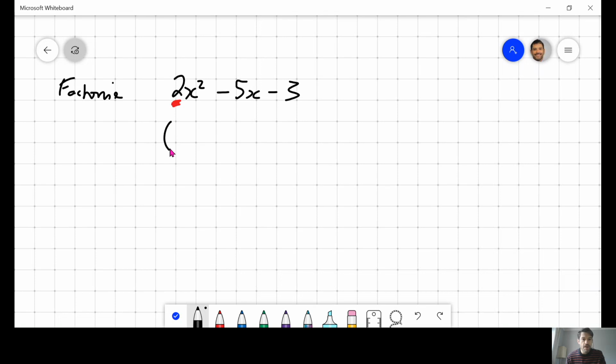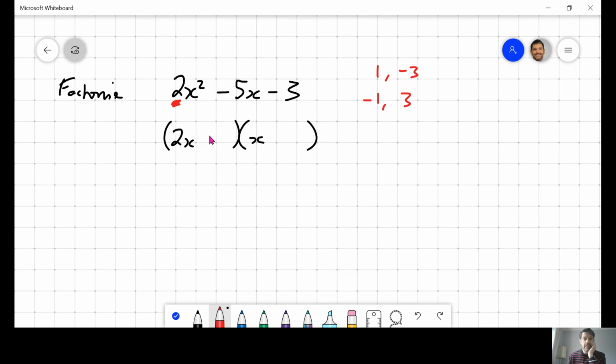2 is a prime number, so we know that in order to multiply two terms to get 2x squared, one has to be 2x and one has to be x when you're factorizing. So that limits our possibilities. Now we still look at the factor pairs of -3, so it's either 1 and -3 or it's -1 and 3. And then what you do is you basically trial and error.